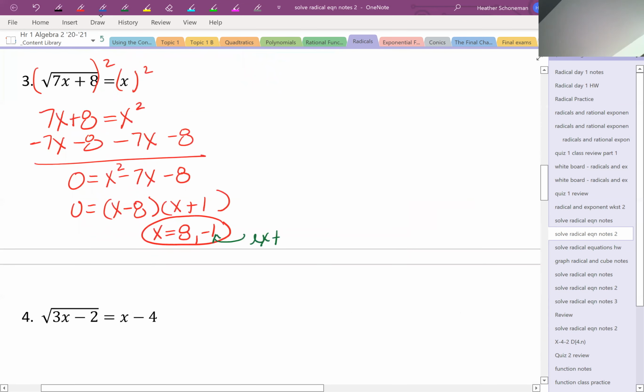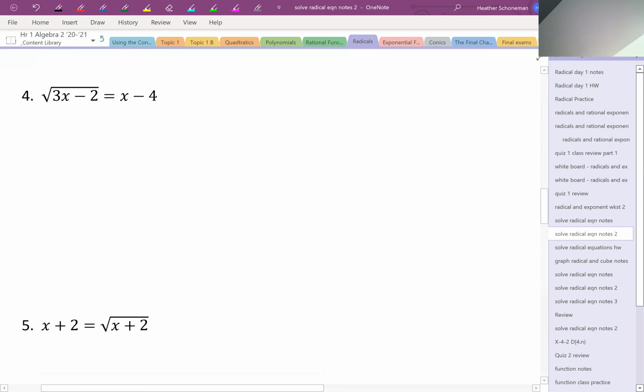Doesn't make it easy to watch. All right, now let's look at number 4. Number 4 is a little different because you don't just have an x, you have an x minus 4. But since we reviewed squaring binomials, we should be just fine. So we're going to square both sides.